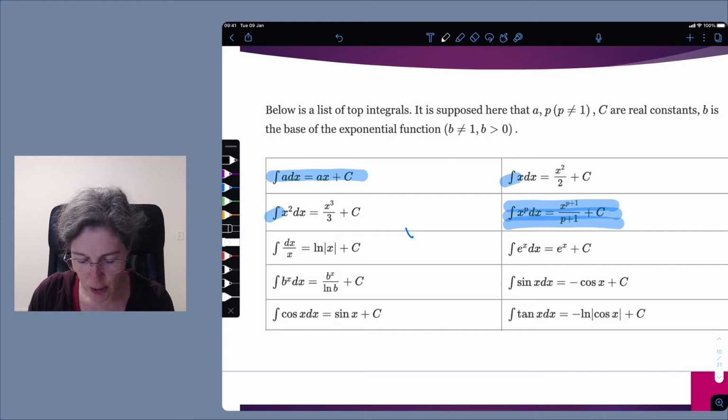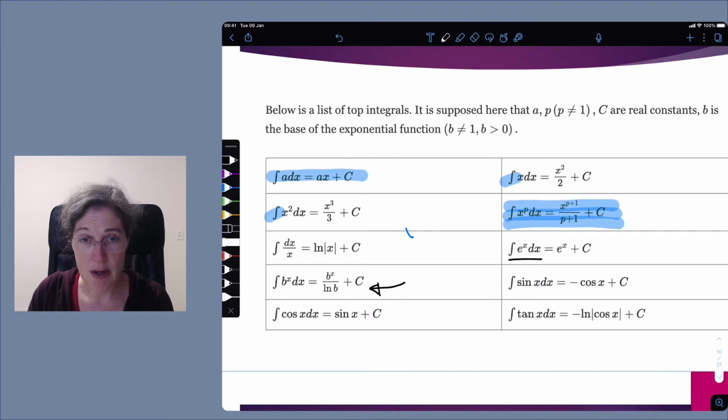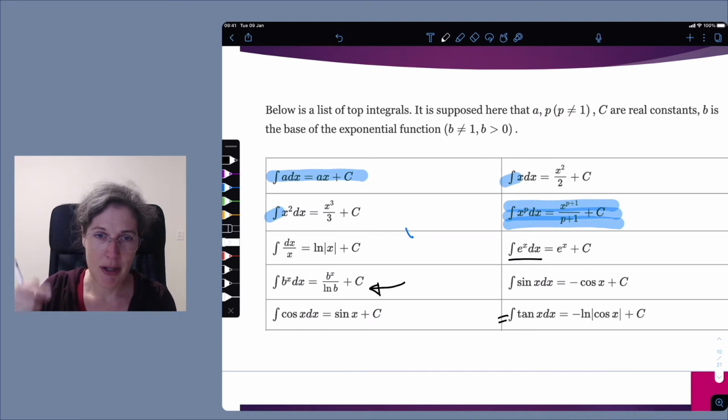And then finally, we know that the derivative of e to the x is just e to the x, so the integral is going to be e to the x. Here's how we deal with base b rather than base e, as you might expect. And you've got sine of x and cosine of x. I wouldn't really worry about tan of x for this course, but in case you need it one day, there it is. So these are the ones that you need to know, and you can always remember them by thinking about going differentiation in the other direction.